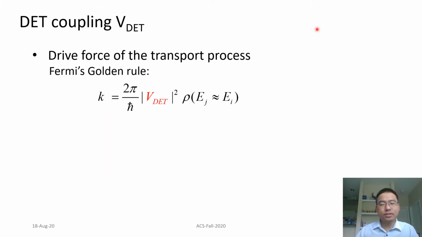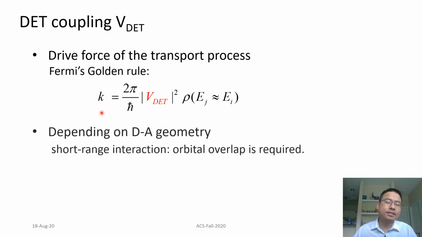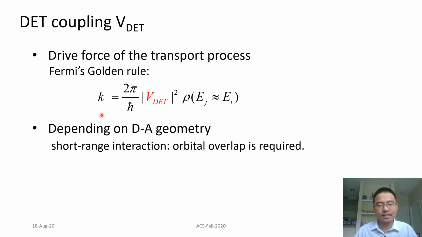For Dexter energy transfer, the coupling is a key parameter because according to Fermi's golden rule, this diabatic electronic coupling will determine the reaction rate a lot. And this coupling depends on the geometry a lot because it comes from a short-range interaction, and the orbital overlap between the donor and acceptor is required to generate effective coupling.